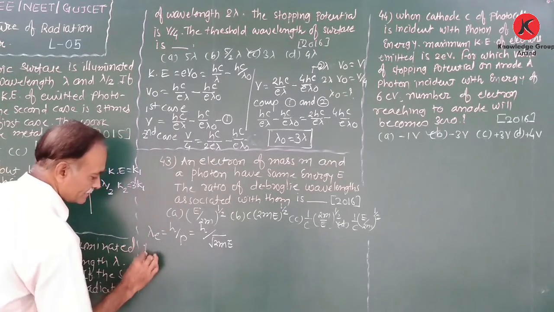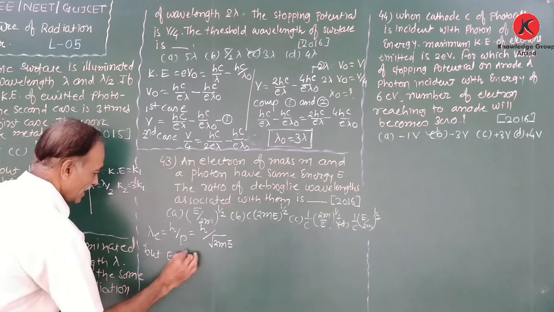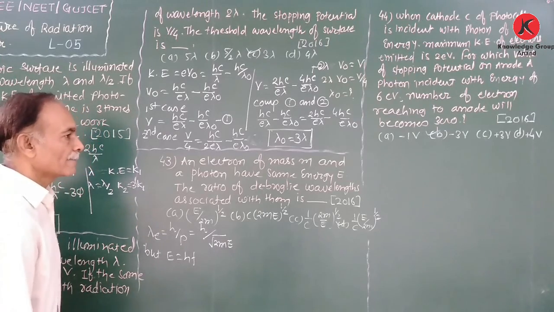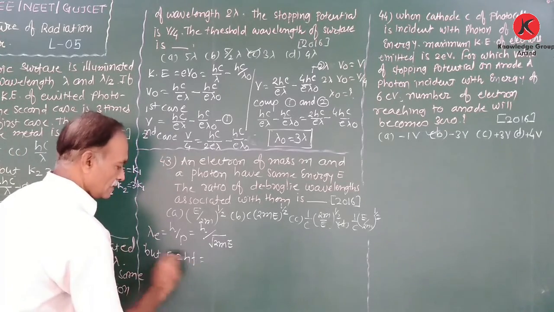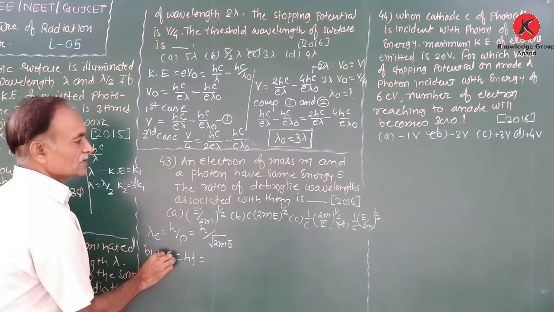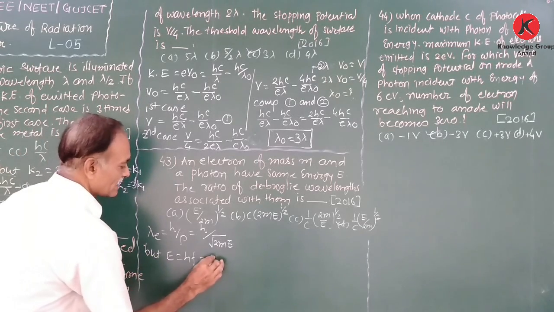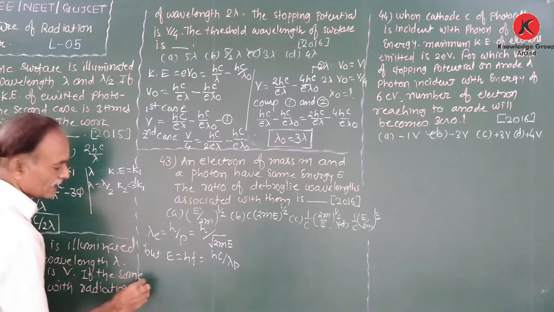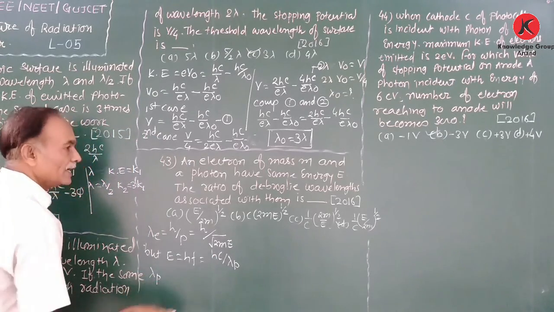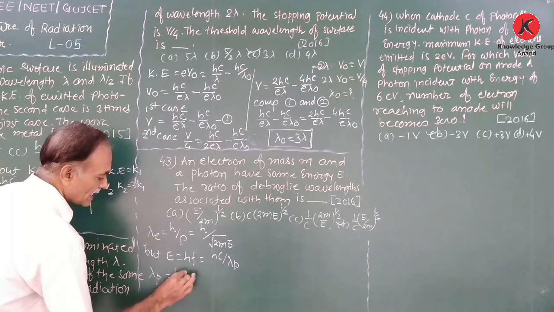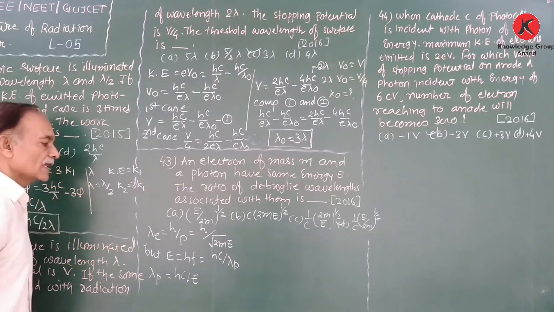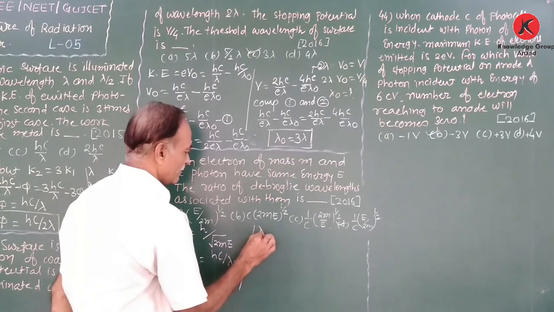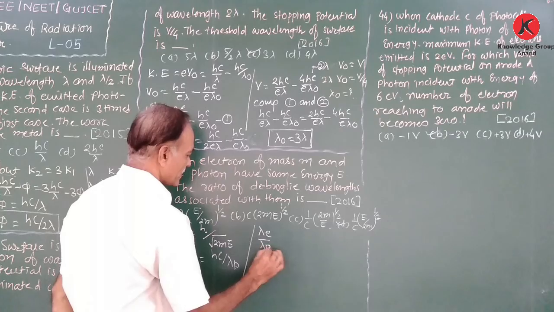But we know that E is equal to hf. Therefore, for photon has also the same energy, so we can write hc upon lambda p. Therefore, the wavelength of photon lambda p is equal to hc upon E. Now taking the ratio of lambda E upon lambda p.